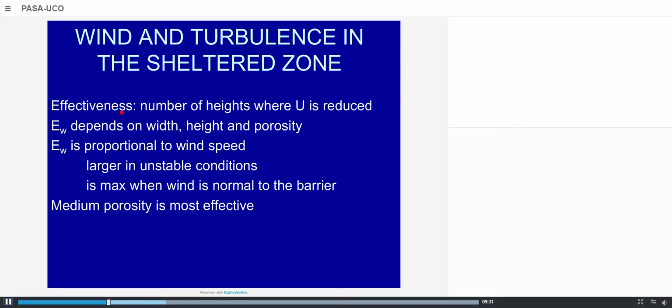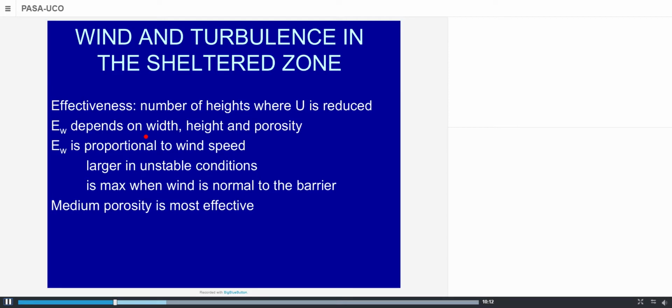The effectiveness is 10. The effectiveness depends on the width of the windbreak, on the height of the windbreak, and on its porosity. The porosity is the fraction of open space within the windbreak. But the effectiveness also depends on other environmental conditions. For instance, it is proportional to wind speed. So the more wind speed, the higher the effectiveness.